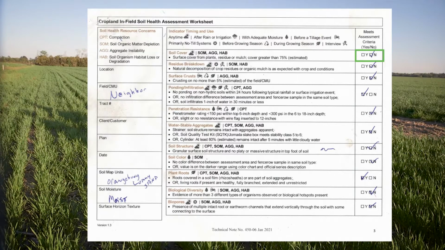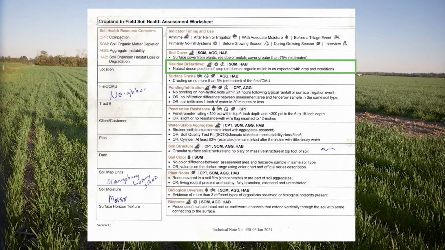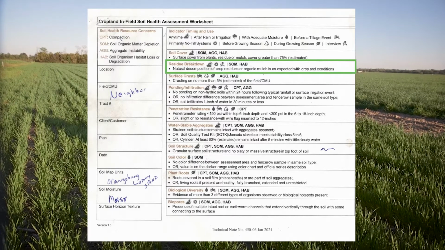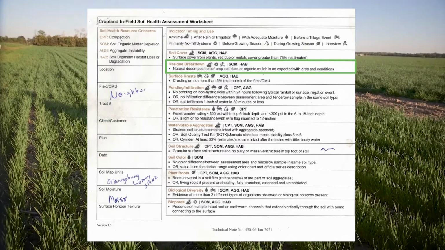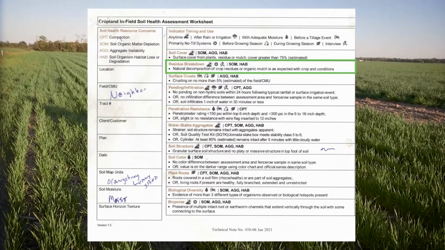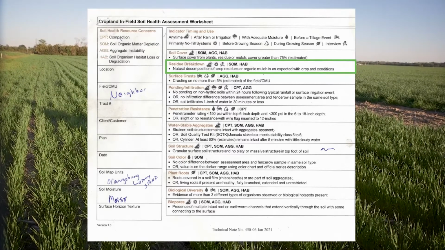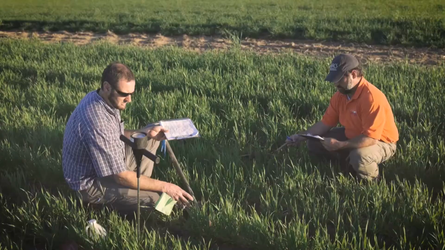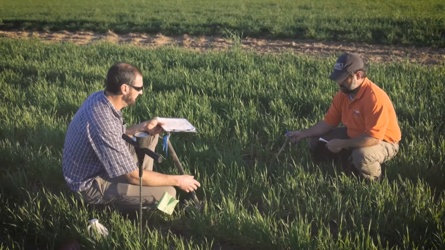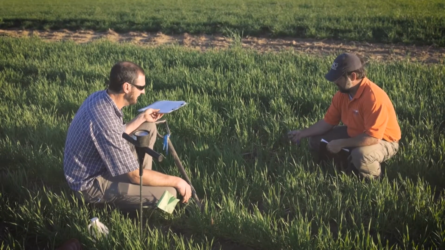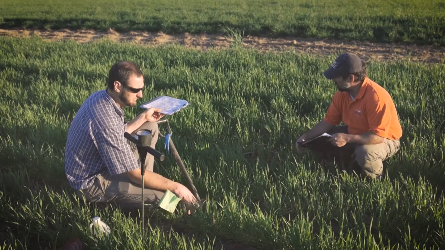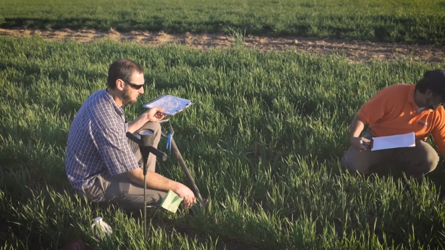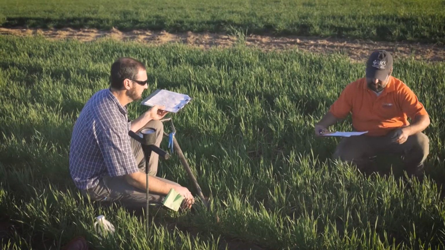Does not meet. We can move on to the next indicator and look at residue breakdown. Again, what we're looking for in that criteria is natural decomposition of the crop residues or organic mulch, as expected with the cropping conditions. So we have small grain here. It looks like it may have followed corn of last year. I also see some, here's a peanut. I've seen a few vines.